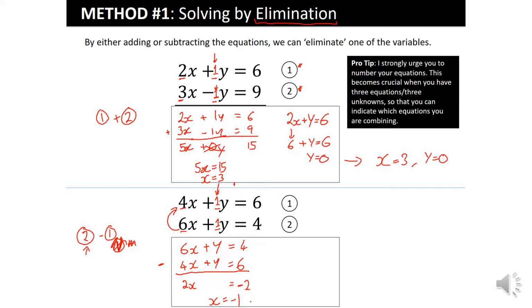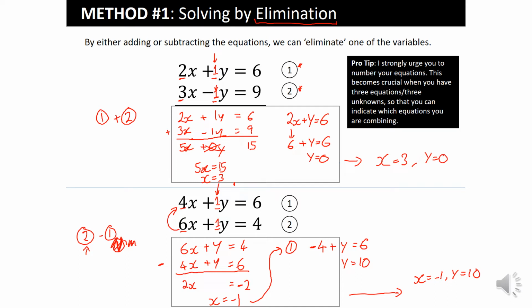So to get our y, we then substitute that back in, let's say to equation 1, but it doesn't matter which, you'll be able to substitute into either. So we've got 4 lots of minus 1, so that is minus 4 plus y equals 6. So then adding 4 to both sides, we just end up with y equals 10. So our final solution is x equals minus 1, y equals 10.